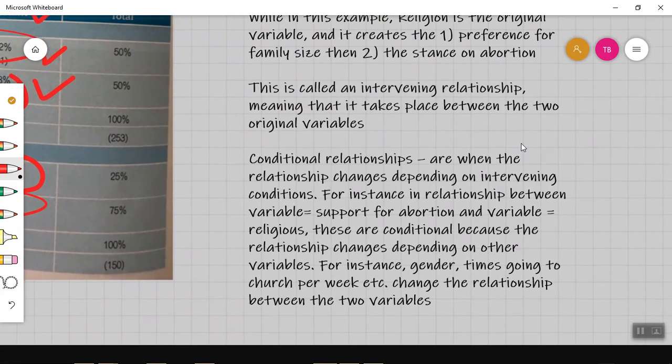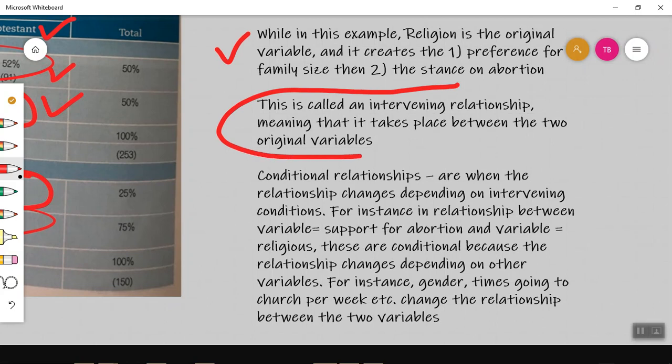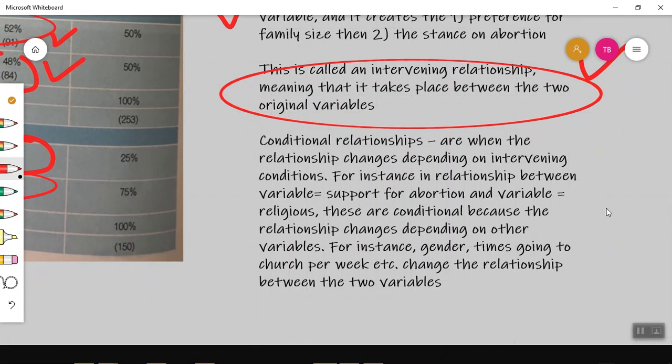So let's do a few more quick definitions here to kind of summarize all this. So we saw in the original one, the religion was the original variable, and we saw that actually there was an intervening relationship because there's something that took place in between the two. In this case, it was support for larger families, which affected the relationship.